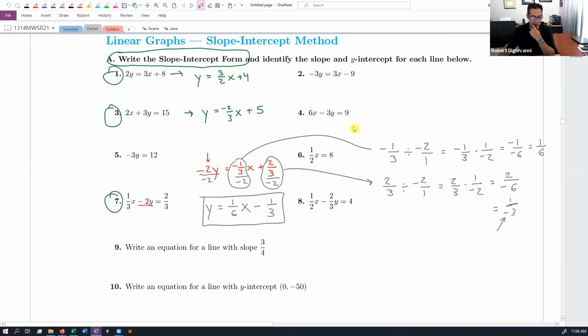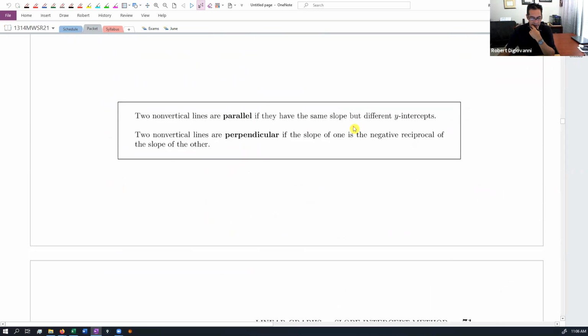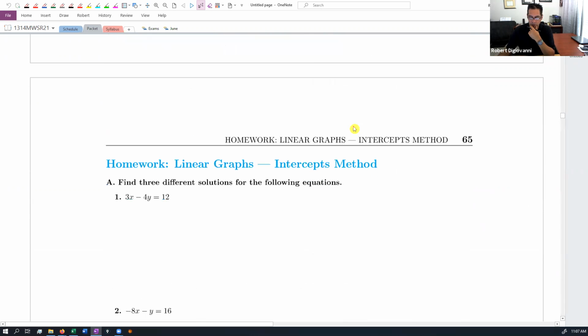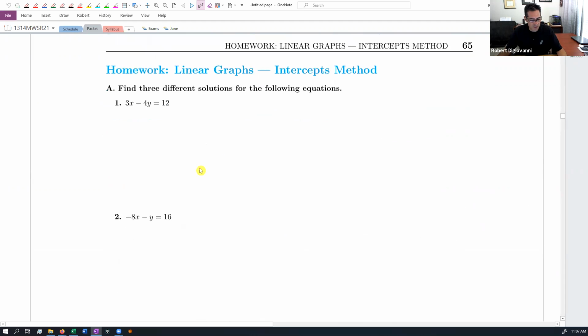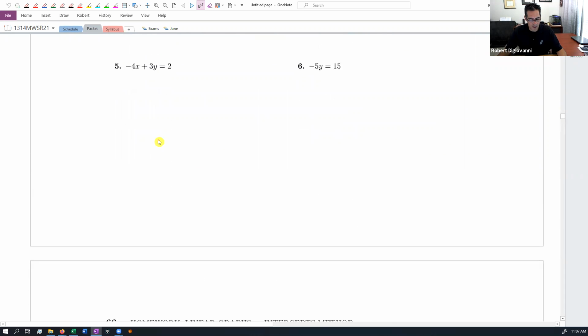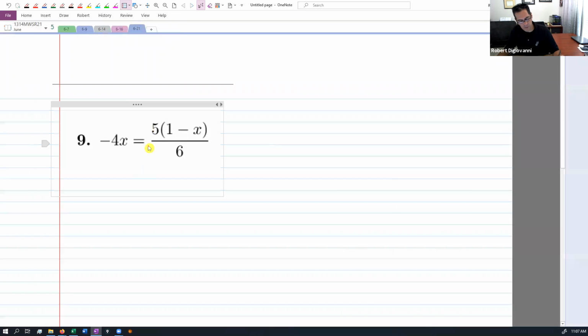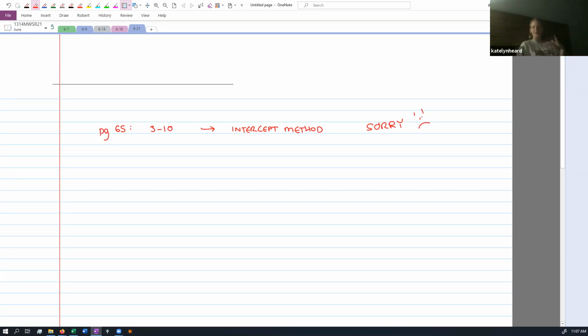Yeah, okay. So look, everyone, this kind of sucks, but you're going to have to go and do the homework. Make sure you do the homework that starts on page 65, okay? Just do problems 3 through 10 on page 65, and this covers the intercept method. Sorry. So do you want me to still work that problem? No, it's okay. Kind of, yeah. Okay.